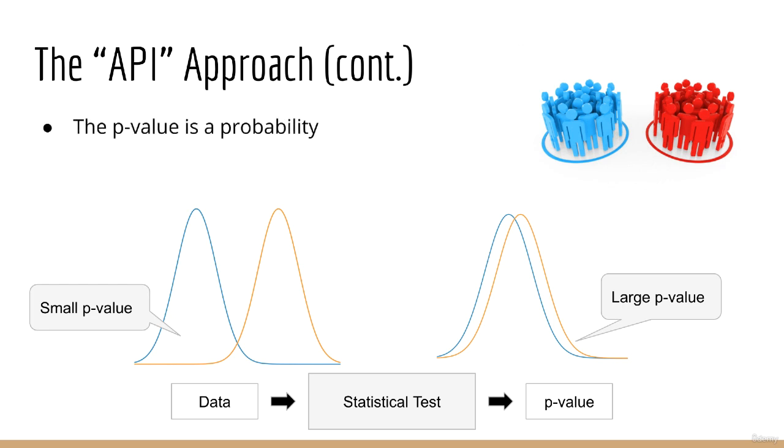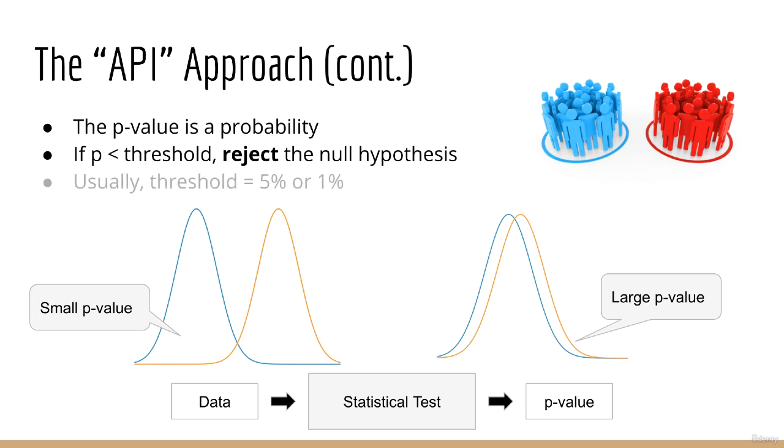The p-value is a probability. We'll discuss what it means later, but for now, this explanation is for the beginner approach only. If the p-value is less than some threshold, then we reject the null hypothesis. Typically, this threshold is set to a value like 5% or 1%. If the p-value is greater than this threshold, then we do not reject the null hypothesis.